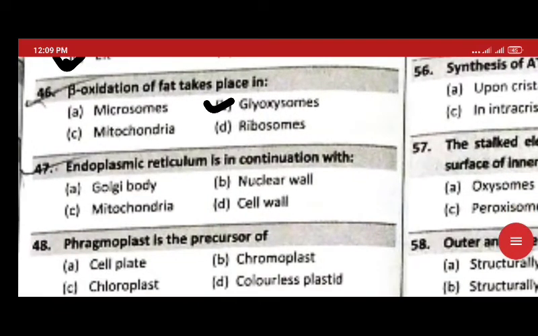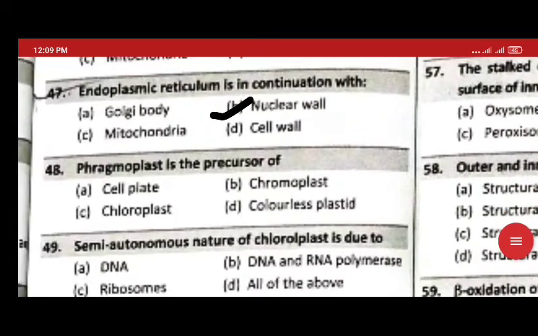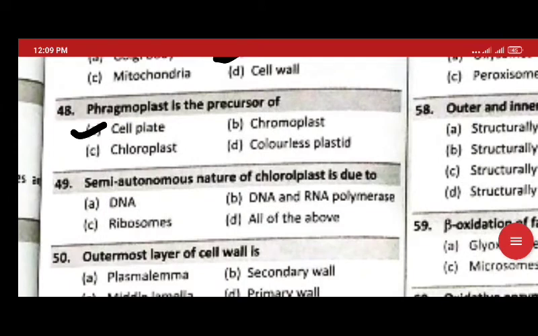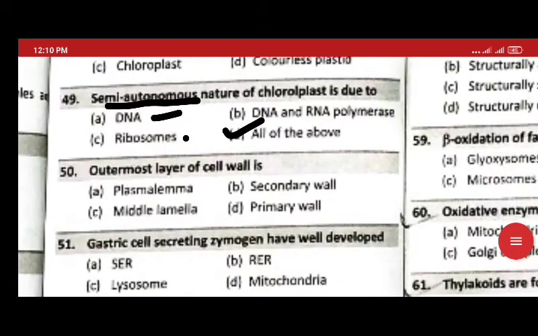Now, the endoplasmic reticulum is in continuation with the nuclear membrane, so 47, B is right. Now, phragmoplast is for the cell plate of the Golgi body, that is A option, cell plate. Now 49, the semi-autonomous nature of the chloroplast is due to DNA and ribosome, so both, that is D option. Now 50, the outermost layer of the cell wall is the middle lamella, so C option is right.